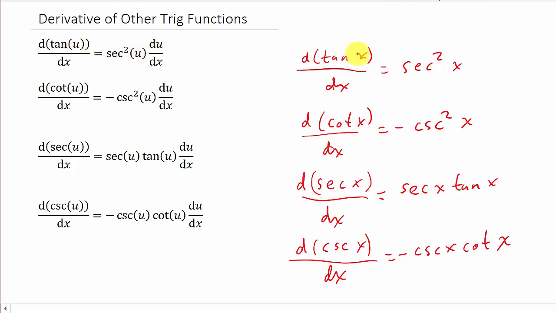And look, that's the same thing over here. If we apply this property, the derivative of tangent x is secant squared x, and then we multiply by the derivative of this x value. Well, what's the derivative of x? It's 1. So 1 times secant squared x is just secant squared x. So you're doing the same thing. It's just that we know the derivative of x is just 1.